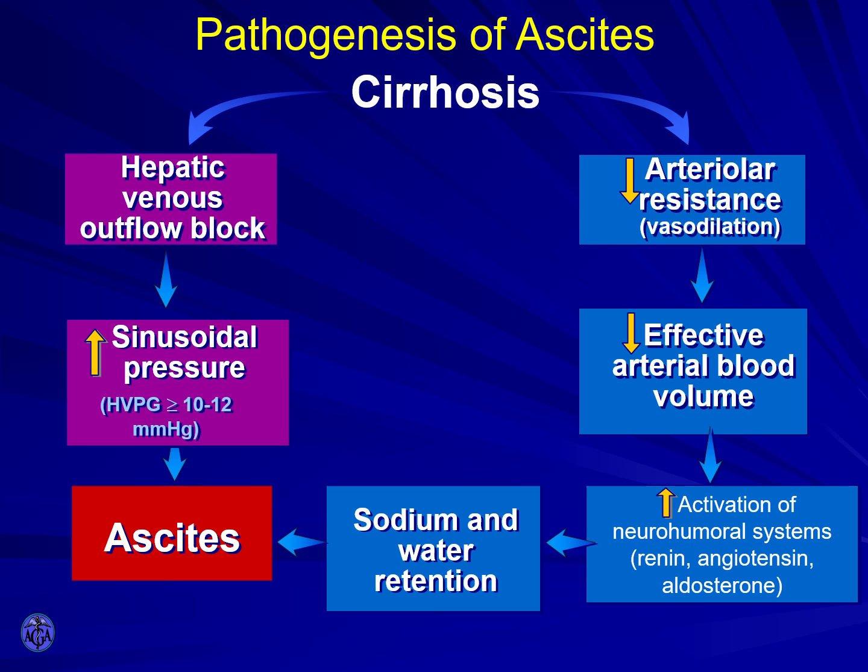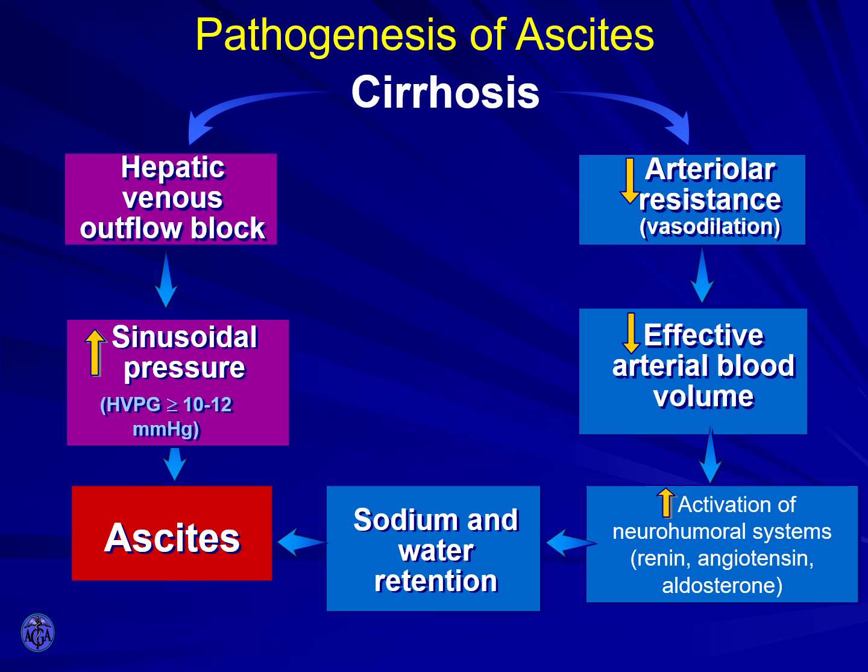The second one is that the pressure is transmitted to the splanchnic capillaries, leading to oozing of fluid or transudation of fluid into the peritoneal cavity. The third one is the hypoproteinemia that happens in patients with liver cirrhosis, leading to reduced oncotic pressure and movement of fluid from the intravascular to the interstitial space.